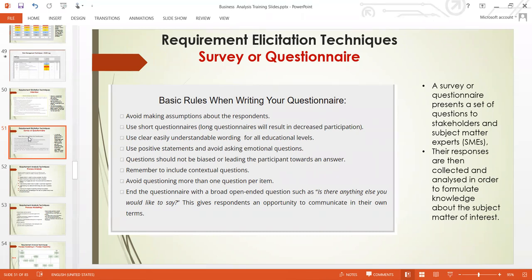Like we know, with surveys or questionnaires, they prepare questions for respondents to make an input. Most of the time, this can be done online, although we can equally use a paper questionnaire, but these days, most surveys or questionnaires are done online. The respondent will just log in and complete the form, which will help you to generate the data you are looking for. Basic rules when writing questionnaires. Avoid making assumptions about the respondent.